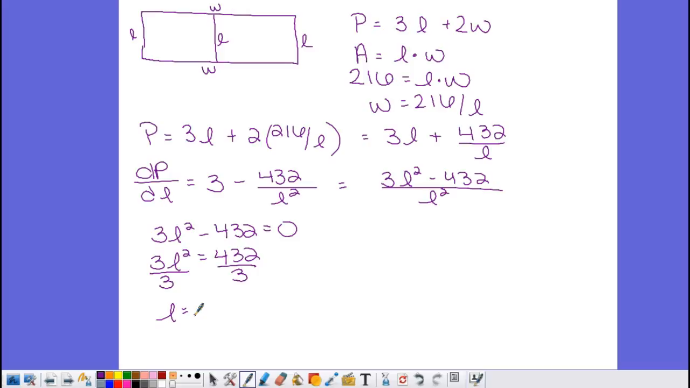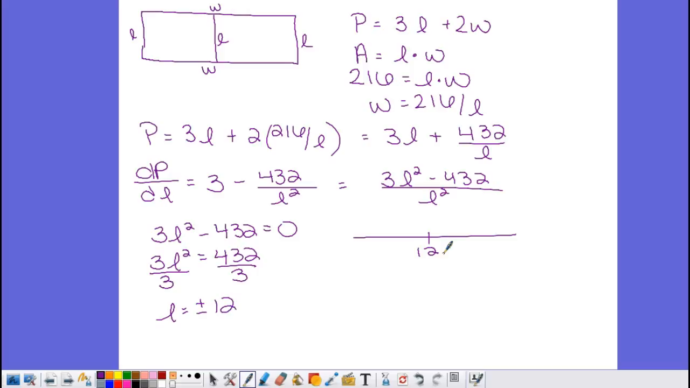So 432 divided by 3 is 144. Square root of 144 is plus or minus 12. Again, can't have a negative length, so we toss away the negative L. Therefore, we want to just check that a positive 12 is going to minimize that perimeter. So I make sure it's a negative on the left and a positive on the right.